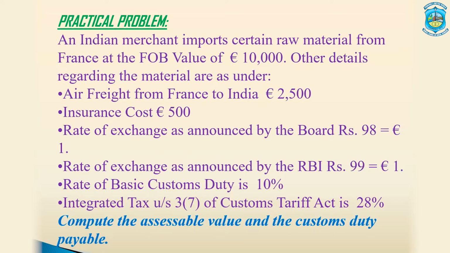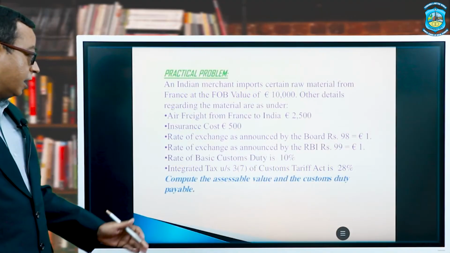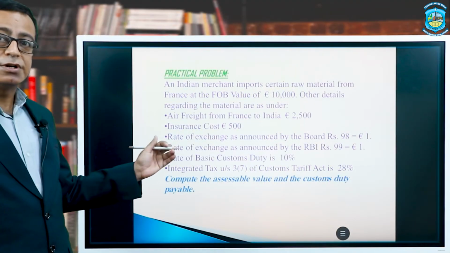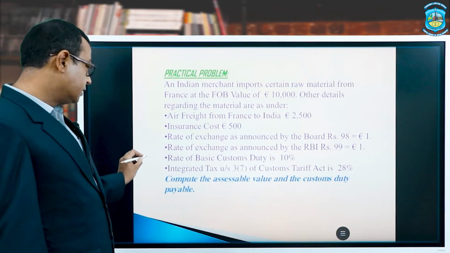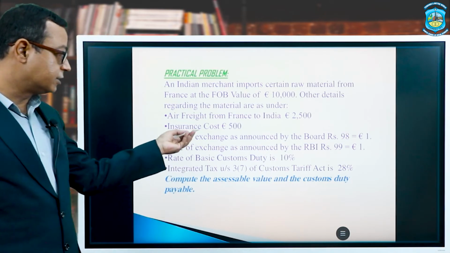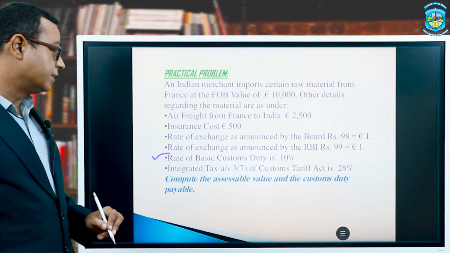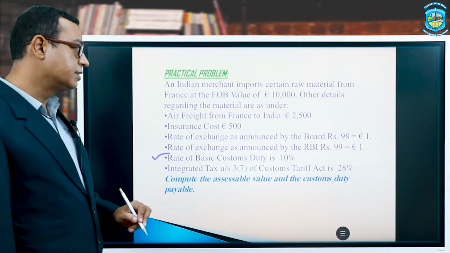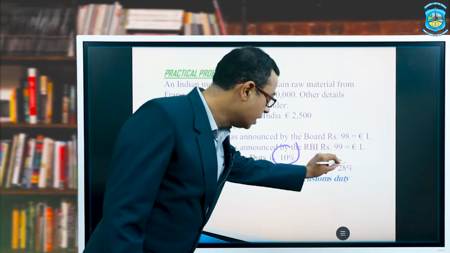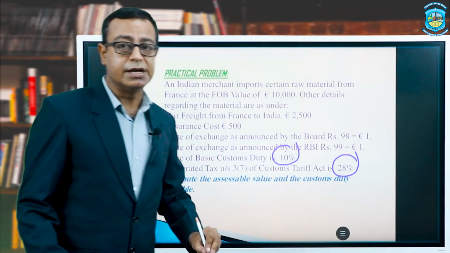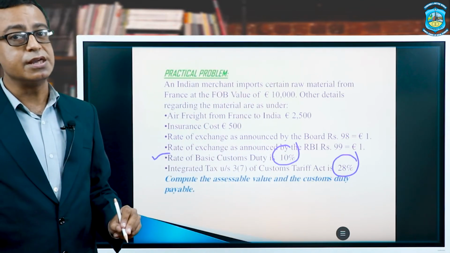Dear friends, before starting the computation of customs duty, have a look at the practical problem once again, because now we have the rate of customs duty. Without rate we cannot charge customs duty, so we have two rates in the question. It is the rate of basic customs duty, 10%, and we have the rate of integrated tax, 28%. So 10% is the basic customs duty and 28% is integrated tax, that you know is IGST.